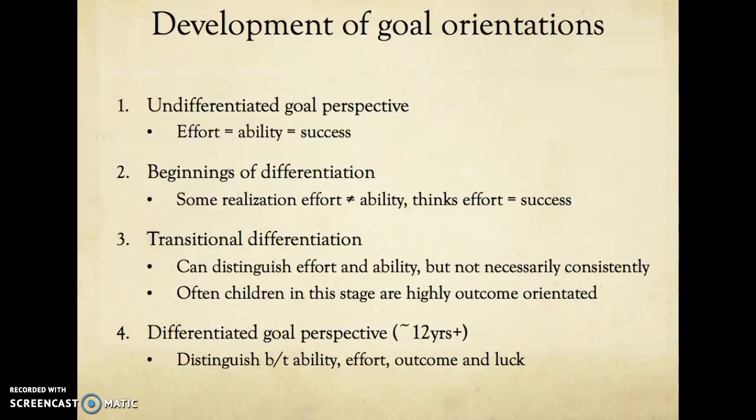Nicholls, who was really the founding scholar within achievement goal theory, suggested that there were 4 phases of development of goal orientations, and that you start off at around age 1, 2, 3 in an undifferentiated goal perspective. And with an undifferentiated goal perspective, you don't distinguish between effort, ability or success.